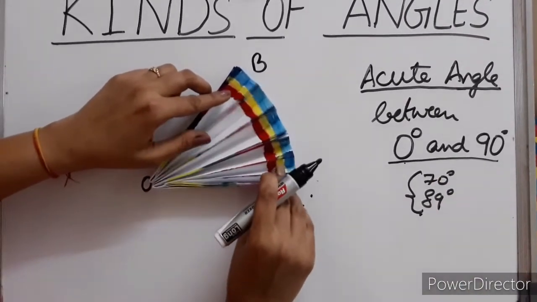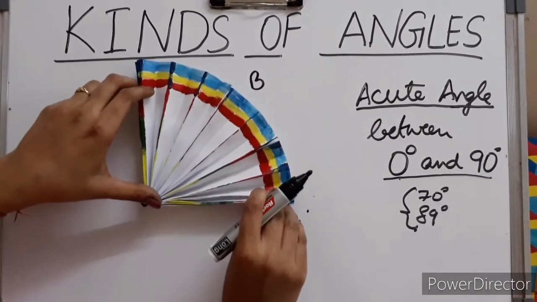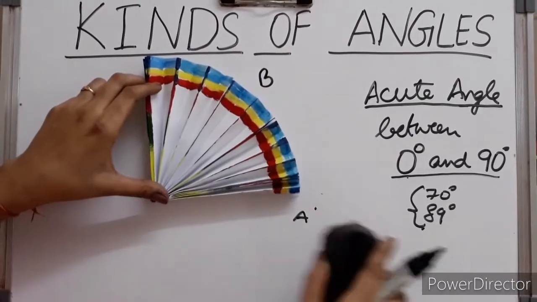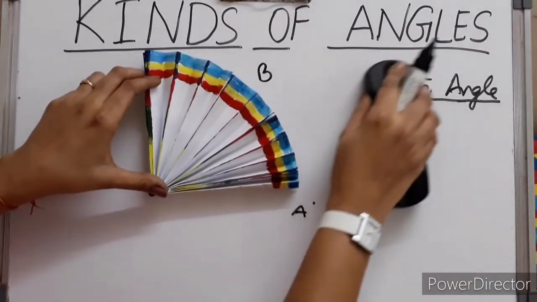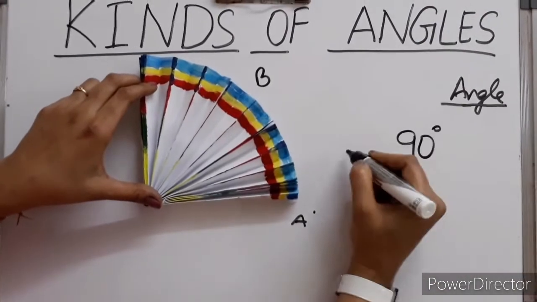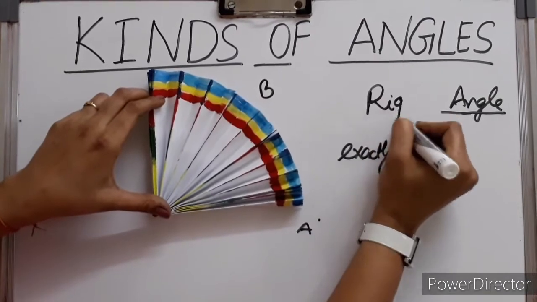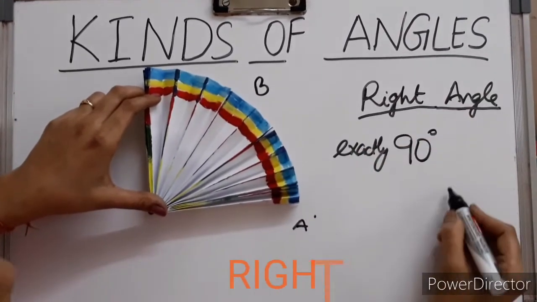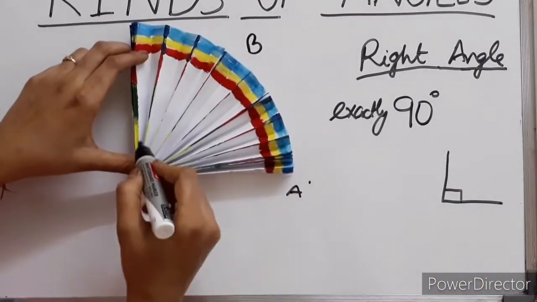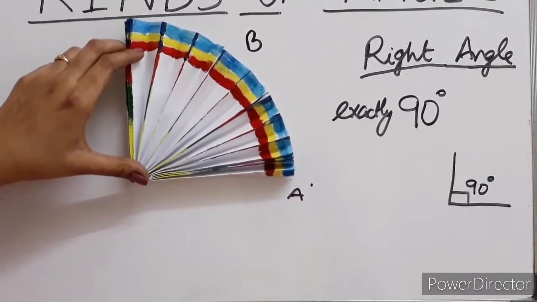So till here, this is what? Acute angle. Till here, acute angle. Till here, acute angle. Now I stop here. Okay, what it forms? This forms, you can see here, when you keep the protractor, it forms exactly 90 degree. When it forms exactly 90 degree, then that is called a right angle. Okay, and we denote the symbol of a right angle as this because it is in a straight, upright position. So this is what? 90 degree, right angle.